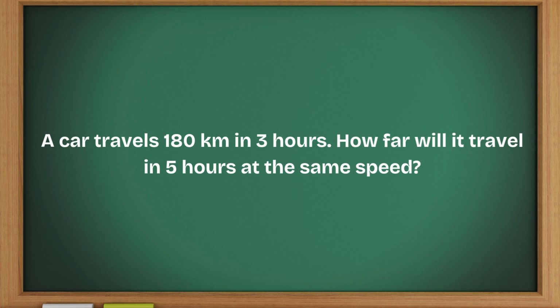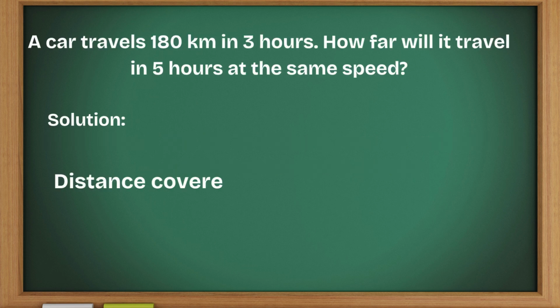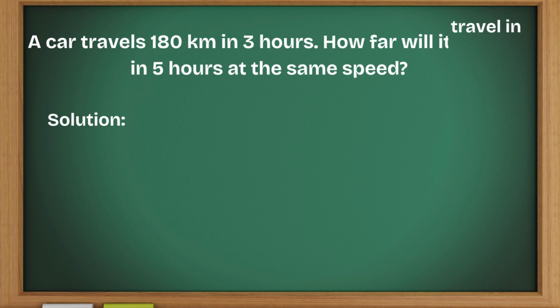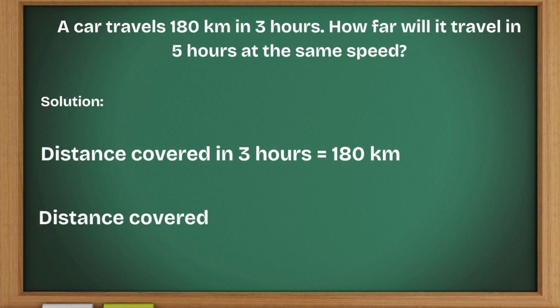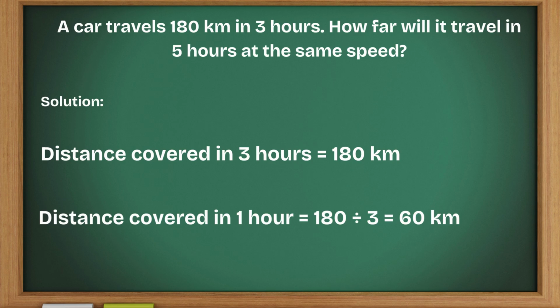So again, over here also two quantities are there. So how do we approach the solution? So distance covered in 3 hours is 180 kilometers. Very well. Then we bring it down to 1 hour. Distance covered in 1 hour, which is equal to 180 divided by 3. That means we bring from many to 1 when we come down, from 3 hours to 1 hour. It is a division. So it is 60 kilometers.